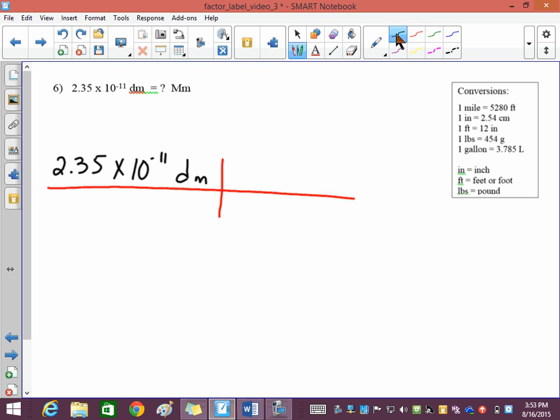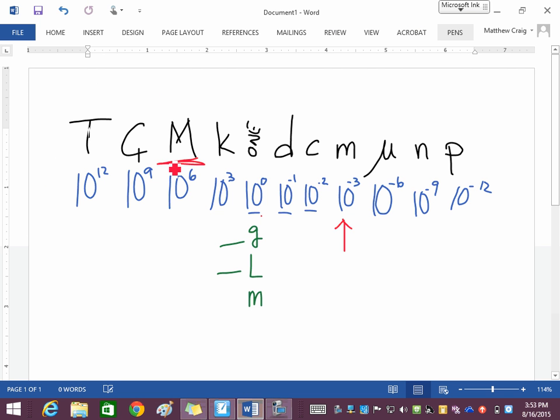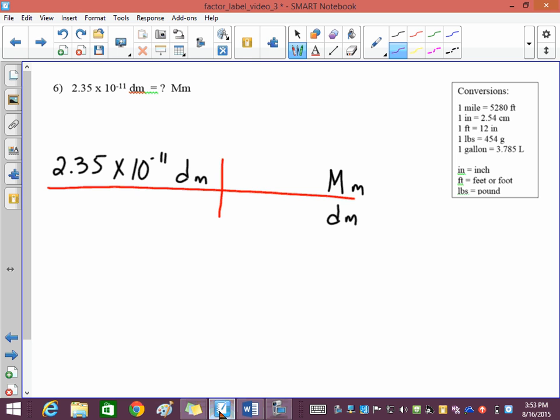So again, we want to get rid of the unit by moving it diagonally. So put deci down here, mega up on top. Which one's bigger? Well, I hope you said mega. Mega's right here, and deci's right here. So how many times do we move from deci to mega? Hopefully you said 7. That would be a good value. So mega and deci, 10 to the 7. And guess what? We're done. We're ready to calculate. These metrics are fun.